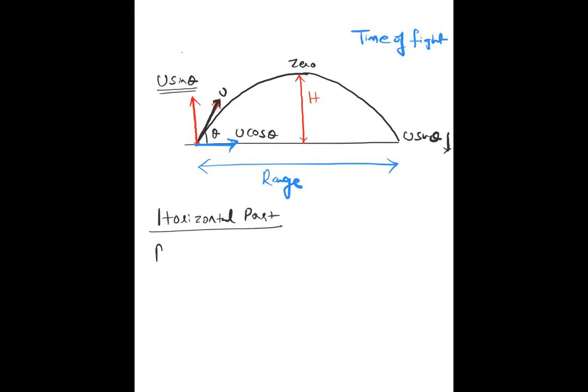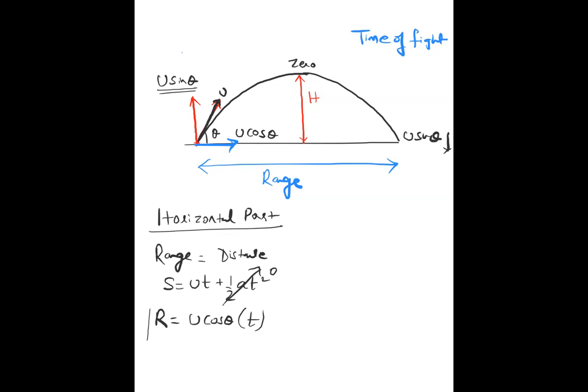So range, that is the distance. Here its acceleration is 0, right? So either you can use this formula also, no problem. But horizontal acceleration will be 0. Horizontal range R equals horizontal velocity u cos theta, the initial velocity, into time.